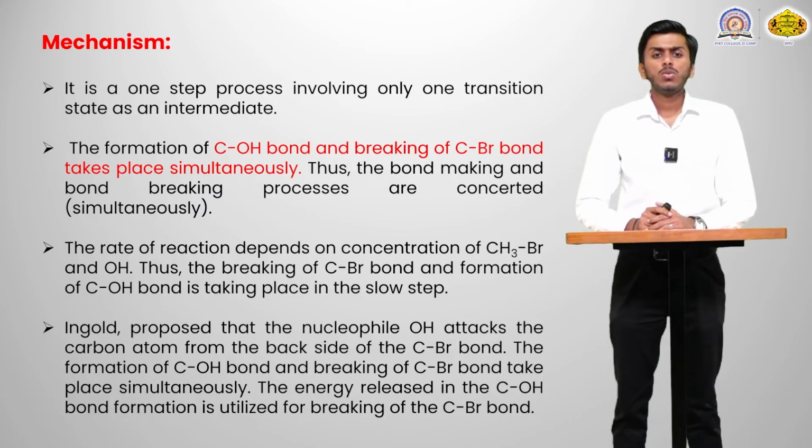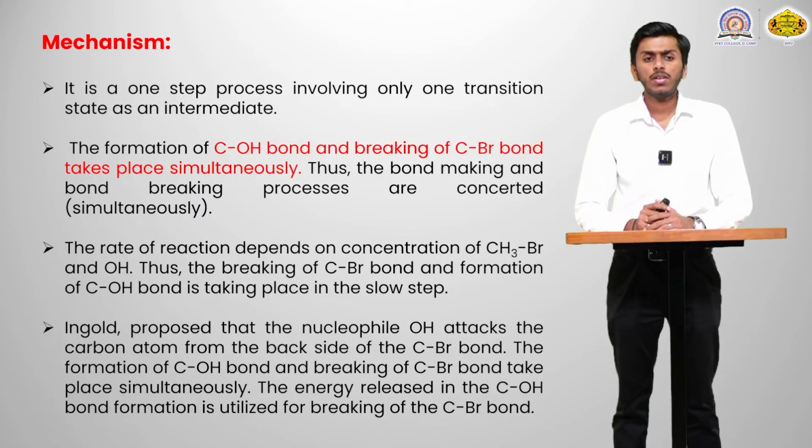Mechanism. It is a one-step process involving one transition state. The formation of the C-OH bond and breaking of the C-Br bond takes place simultaneously. Thus the bond making and bond breaking are a concerted process, that is they both take place simultaneously. The rate of the reaction depends on the concentration of CH3Br and OH-. Thus the breaking of the C-Br bond and formation of the C-OH bond is the slow step.